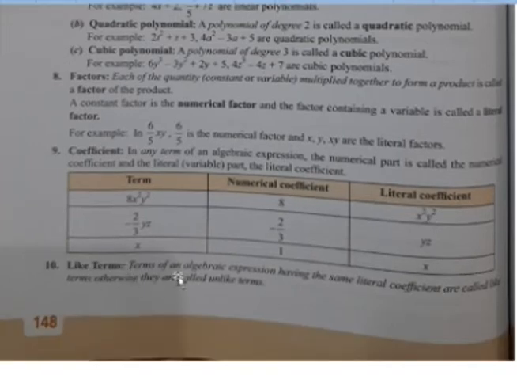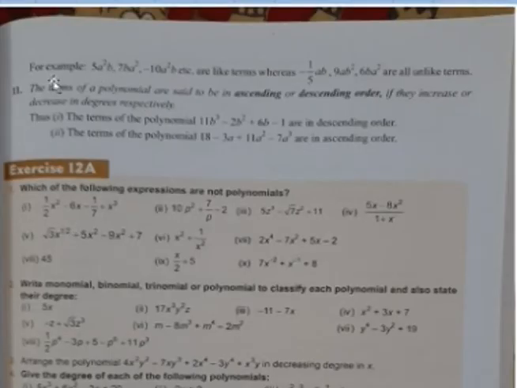And here, like terms: how to identify like and unlike terms. Here 5a square b, 7b a square, minus 10a square b. If you notice, the powers of a and b are the same in all these three terms. So these are like terms. But here ab square, ba square: the degree of each term is different. Here ab square, here ab square, here ba square. So the power of each variable is different. So these are unlike terms.